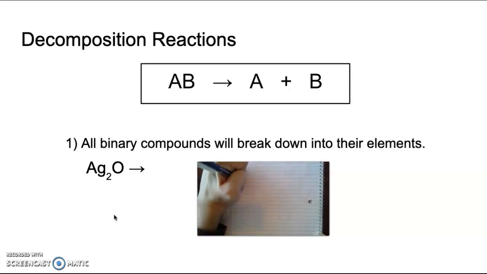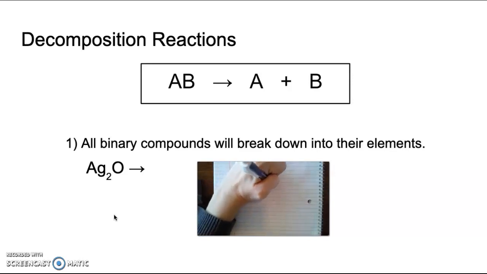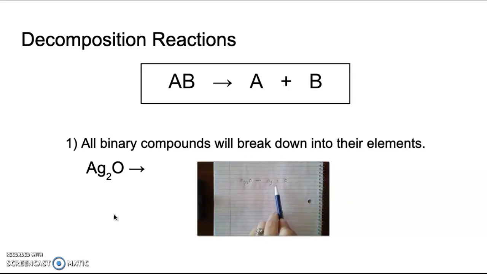So if I wanted to show the decomposition of silver oxide, I would want to show that my products are going to be silver and oxygen. I'm not quite done yet because I have to then check and see if either of these elements are what we call diatomic elements. We talked about diatomic elements a couple of weeks ago. Diatomic elements are elements that cannot exist on their own, and instead they travel in pairs.